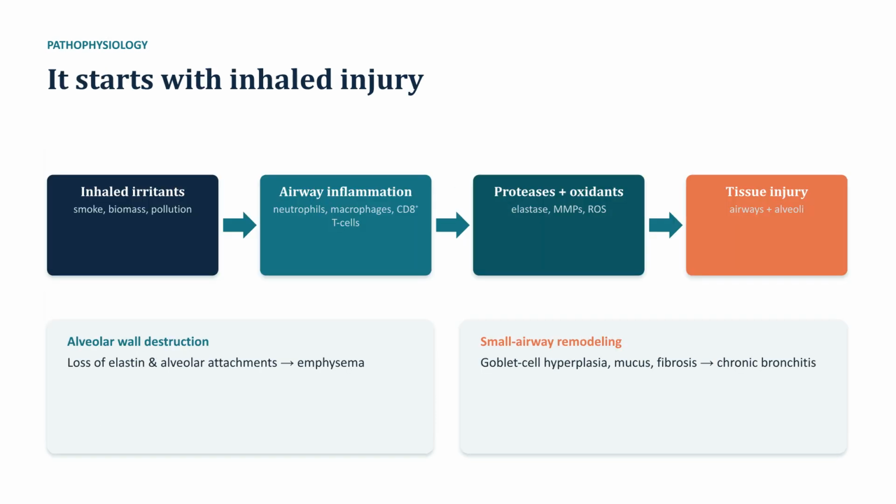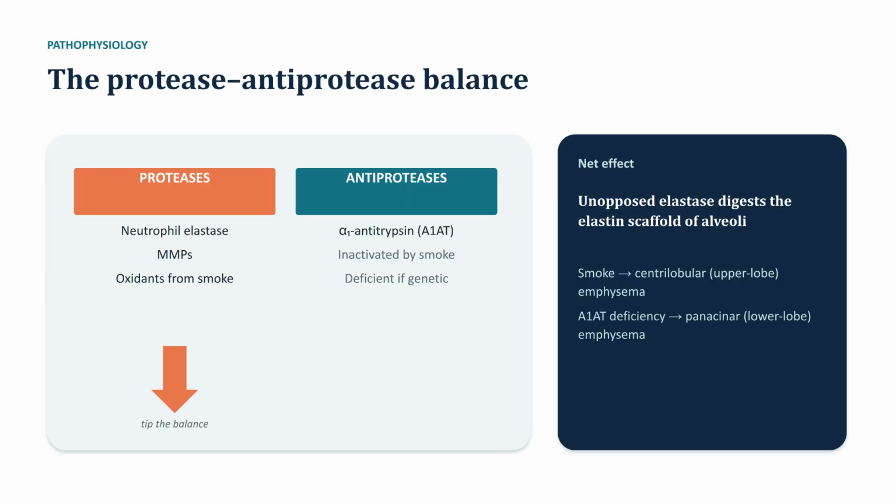Pathophysiologically, the journey begins with inhaled injury. Irritants trigger inflammation, recruiting cells that release proteases and oxidants. This leads to the destruction of alveolar walls and the remodeling of small airways, manifesting as the structural damage we see in COPD. The protease-antiprotease balance is central to this damage.